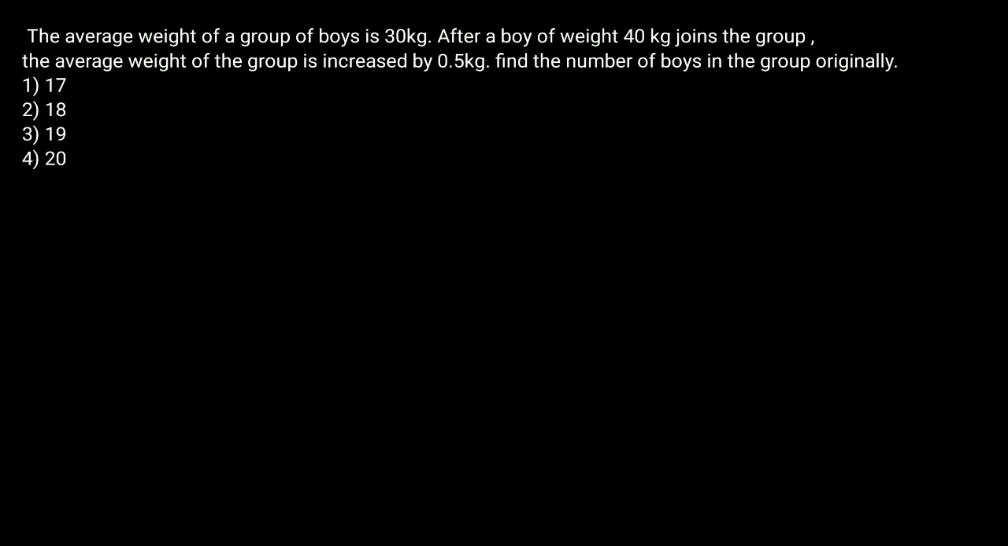Now we will see the next question. The average weight of a group of boys is 30 kg. After a boy of weight 40 kg joins the group, the average weight of the group is increased by 0.5 kg. Find the number of boys in the group originally. In previous questions, originally the number of boys is given, but in this question, the number of boys is not given. Even though, follow the same procedure.